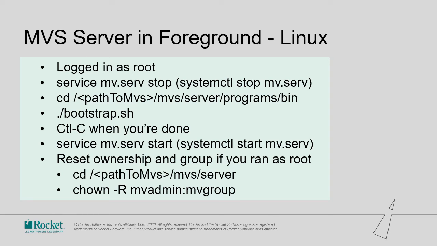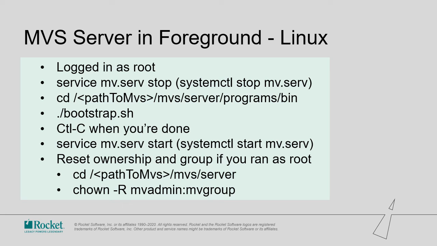If you didn't install using the default path, use whatever means necessary to find the path to the MVS directory and go to Server Programs Bin from there. Once in the bin directory, enter ./bootstrap.sh and watch the output. Once you're done examining this, do a Control-C to terminate the server. Restart the service using service mvserv start.